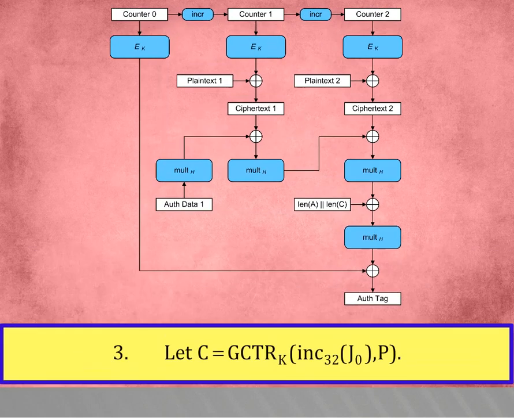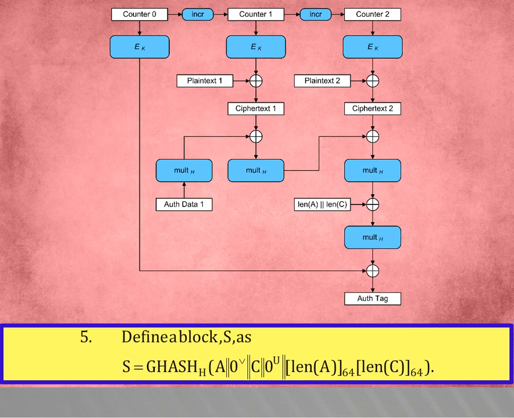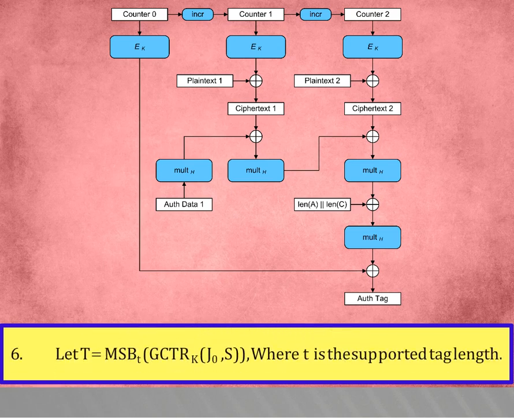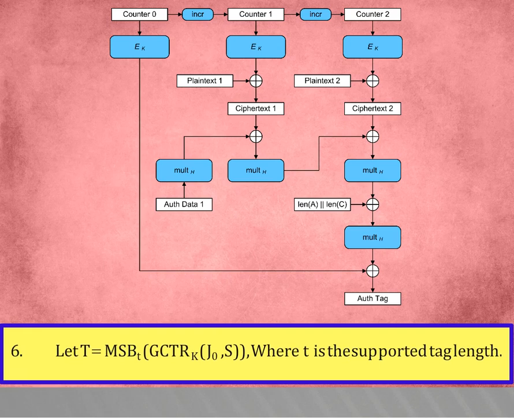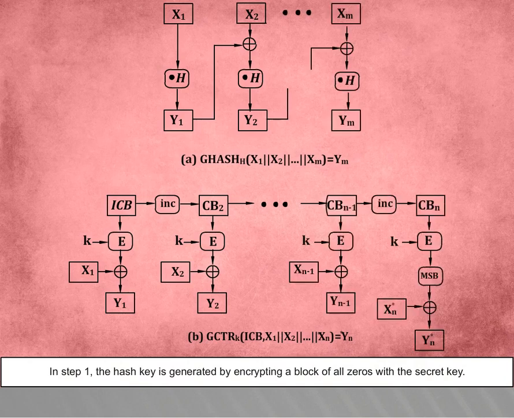Let C equal GCTR_K(inc32(J0), P). Let u equal 128 · ceiling(len(C)/128) minus len(C), and let v equal 128 · ceiling(len(A)/128) minus len(A). Define a block S as S equal GHASH_H(A || 0^v || C || 0^u || [len(A)]_64 || [len(C)]_64). Let T equal MSB_t(GCTR_K(J0, S)), where t is the supported tag length. Return (C, T).